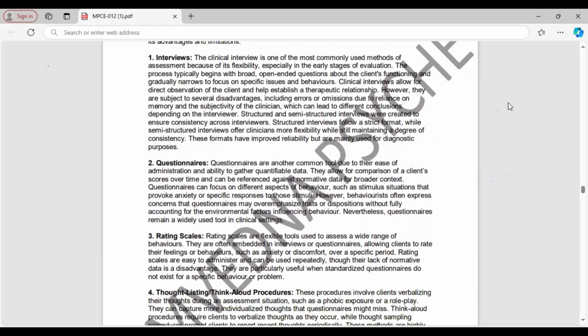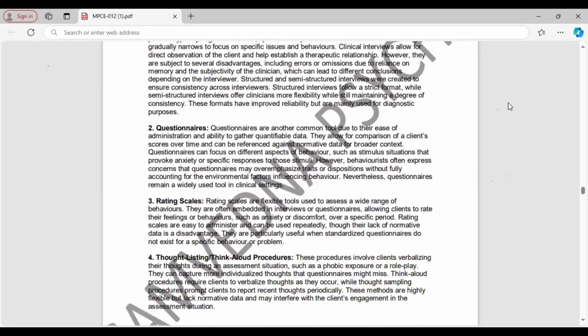Rating scales. These are flexible and often integrated into interviews or questionnaires. Rating scales assess behaviors by allowing clients to rate feelings or discomfort over time. The main drawback is the lack of normative data.